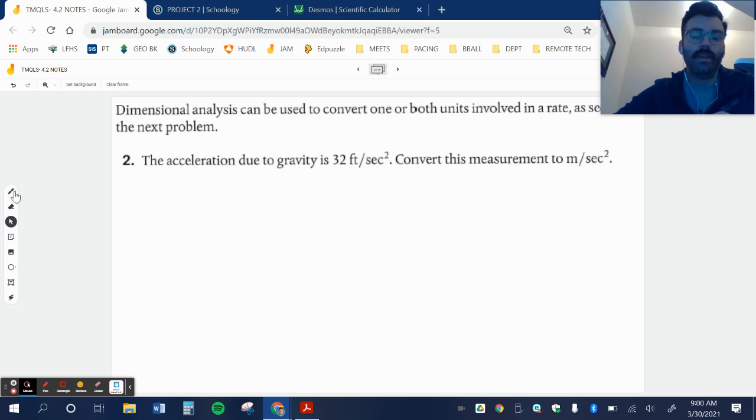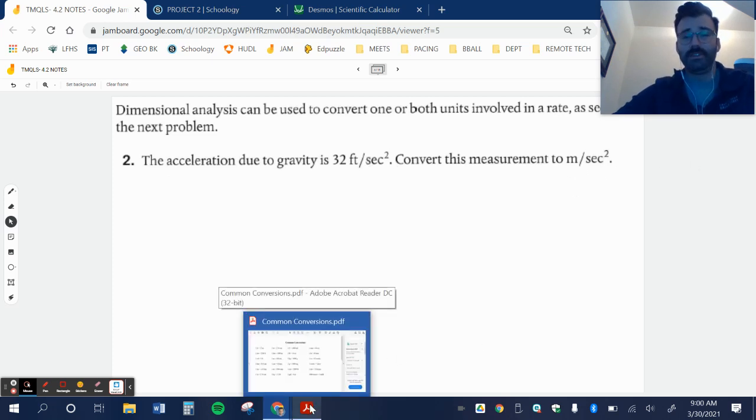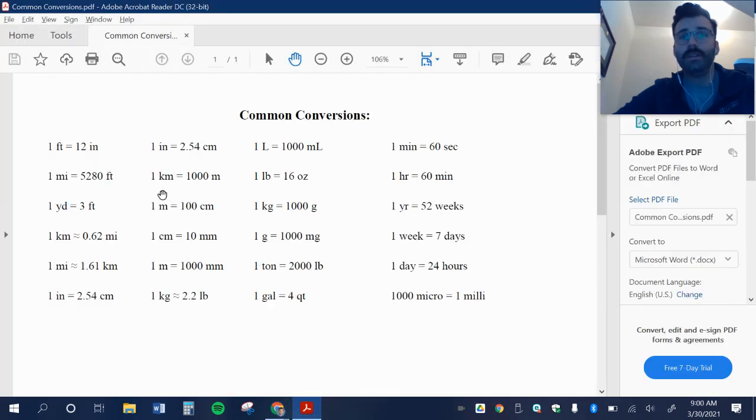So I have the acceleration due to gravity, which is 32 feet per second squared. Convert this to meters per second squared. So the first thing I want to do is look at my conversion sheet. Do I have a conversion of feet to meters? Just a straight conversion of feet to meters or meters to feet.